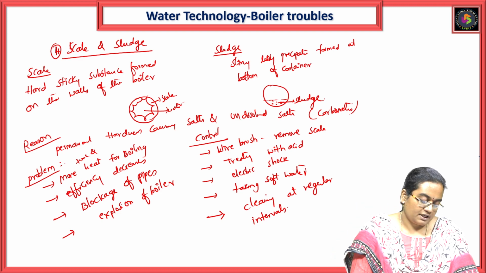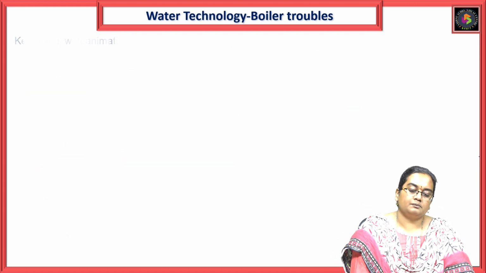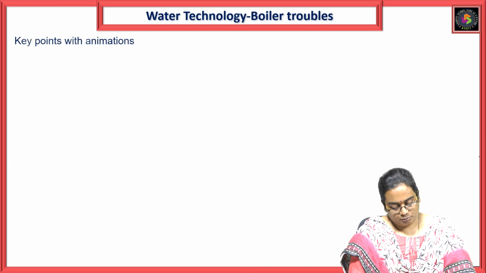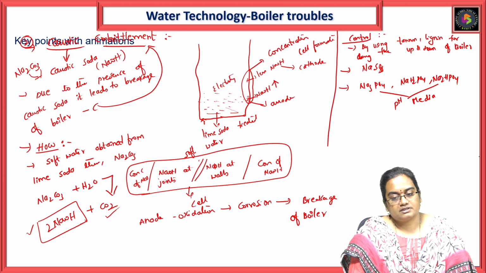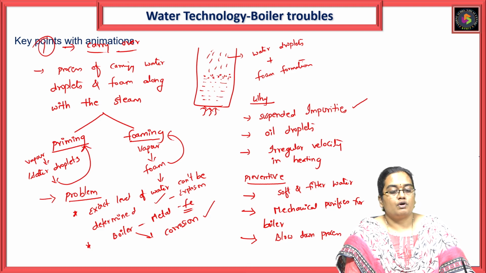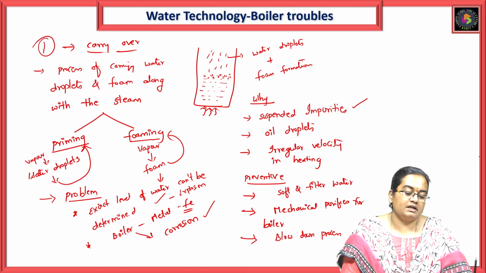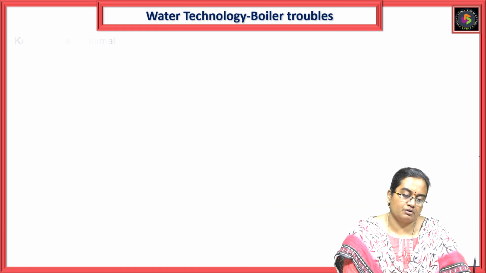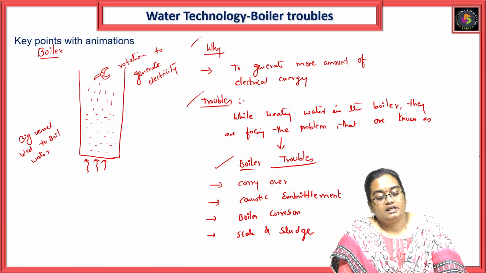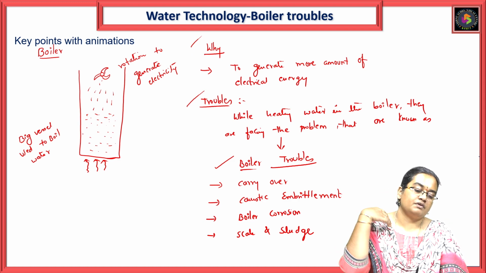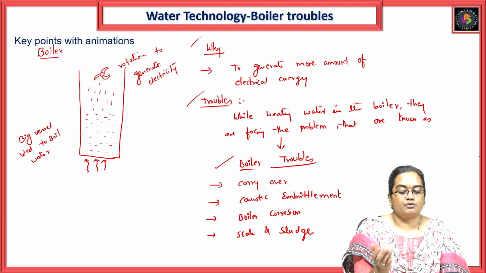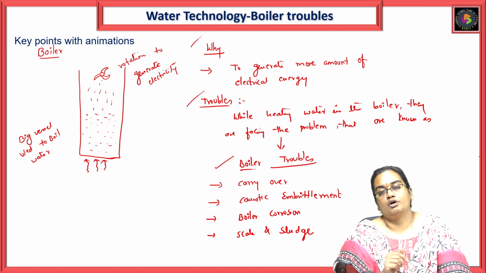Okay, so let us have a recollection. In the last class, we discussed your potable water treatment and reverse osmosis process. In this class, we discussed your boiler troubles. First, we discussed what a boiler is, and why we use boilers for heating purposes. Along with the heat, what we get, and with that heat generation, what problem we face, is known as your boiler trouble.